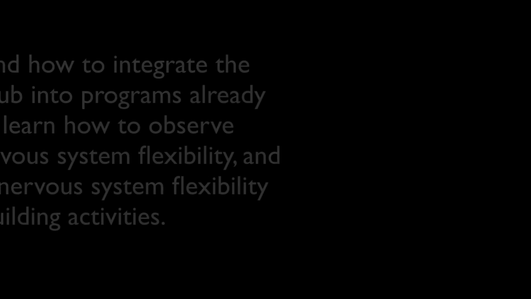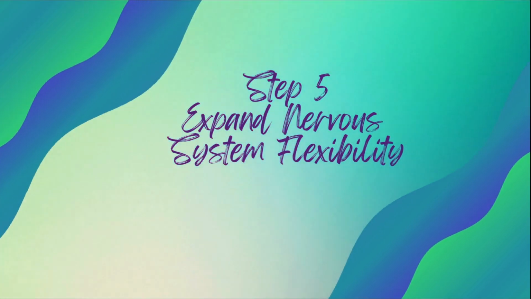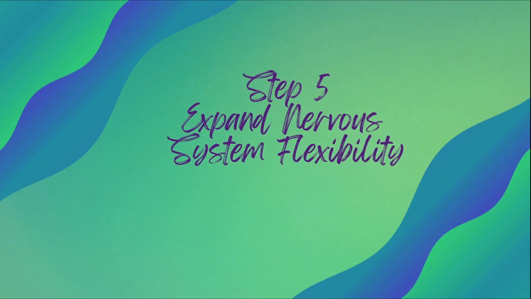Step 5, Objectives. Understand how to integrate the Learning Hub into programs already in place. Learn how to observe learners' nervous system flexibility and implement nervous system flexibility building activities. Step 5, Expand nervous system flexibility.